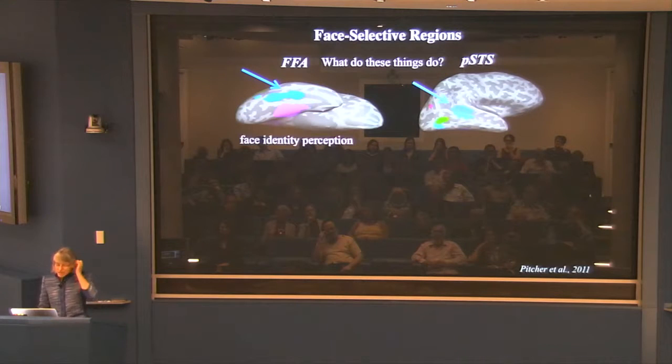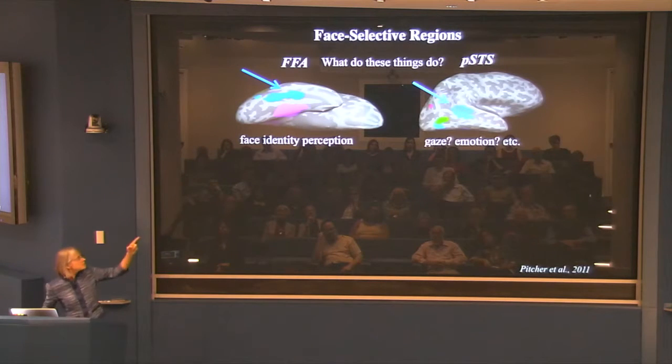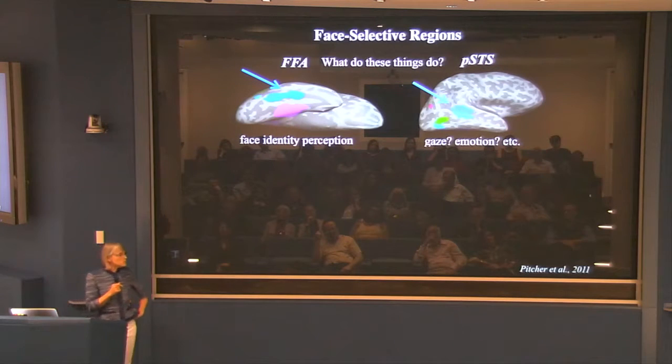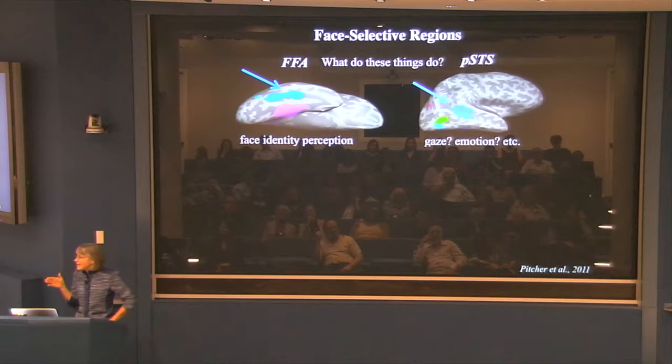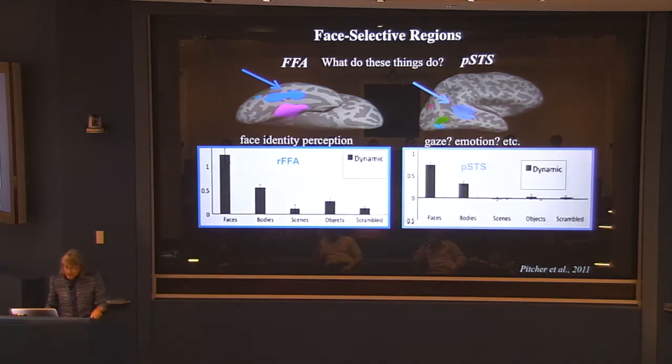Okay, so now what do these things do, focusing on that fusiform face area and the STS face region? Well, the usual story that you find, which I think is probably approximately right, is that this region back here is more involved in just perceptually representing face identity or face structure, really the basic perceptual aspects of processing the shape of a face. Whereas these regions up here are more involved in higher level social stuff, like perceiving direction of eye gaze, perceiving emotion, and perhaps other things.